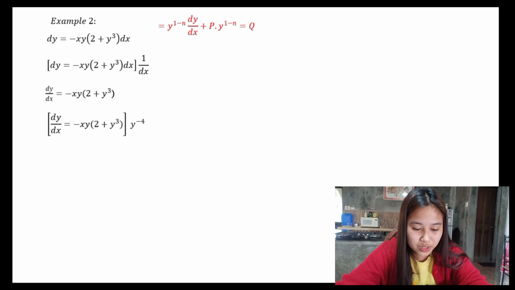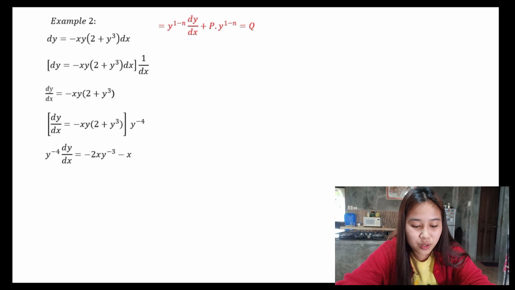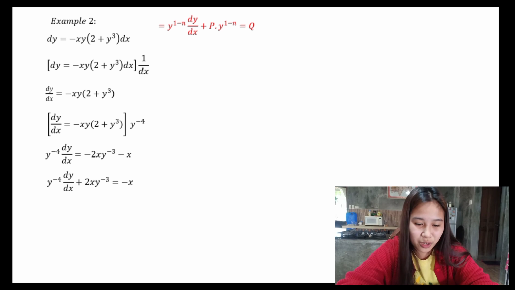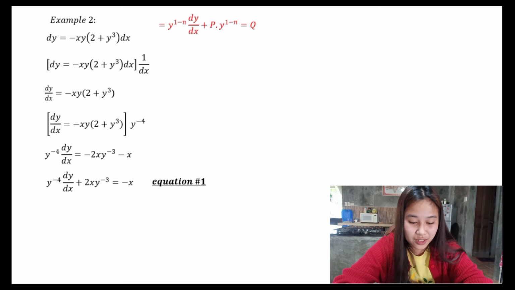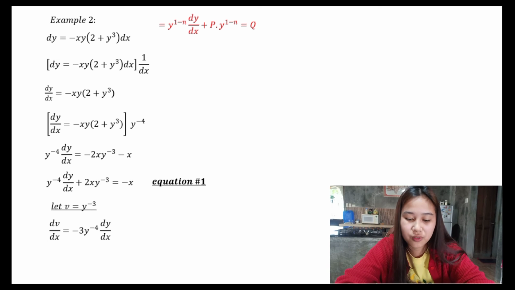And, ang sagot niya is y raised to negative 4 dy over dx is equals to negative 2xy raised to negative 3 minus x. And i-move natin yung negative 2xy raised to negative 3 para maging positive. And ang sagot niya is y raised to negative 4 dy over dx plus 2xy raised to negative 3 equals to negative x. Kung mapapansin nyo, kamukha na siya nung Bernoulli equation. Then, this is our equation number 1. And we let v is equals to y raised to negative 3. And dv over dx is equals to negative 3y raised to negative 4 dy over dx.